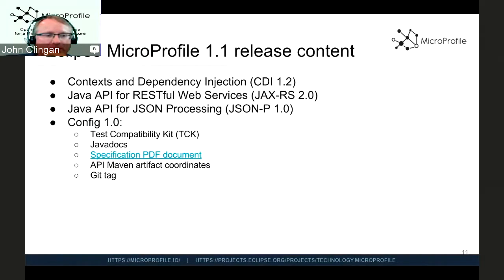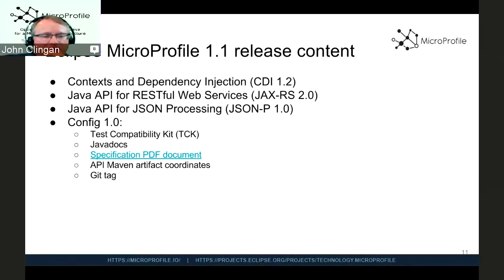In terms of what MicroProfile 1.1 includes, in terms of actual content that developers can get their hands on, it's the existing Java EE JSRs that I mentioned earlier that were in MicroProfile 1.0, and then we added config. That includes a TCK, a technology compatibility kit, so that if developers want to go off and implement their own, they can test against the common test kit to prove that they comply with the specification.